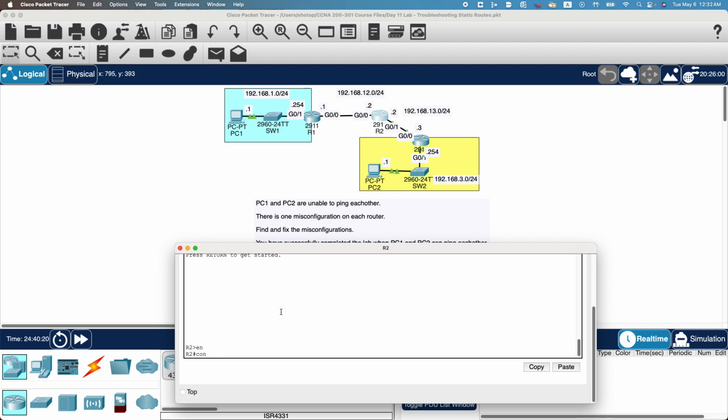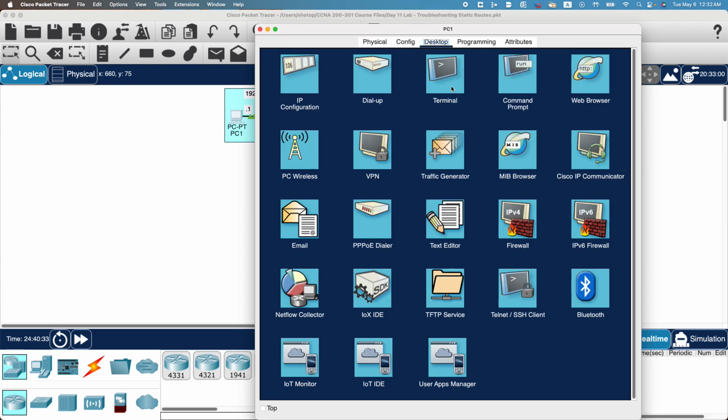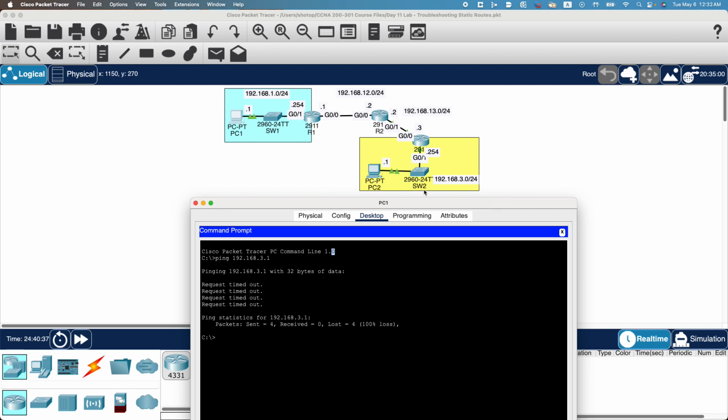And no, what am I doing? Ping 192.168.13.3. Yes. All right, moment of truth. Can PC1 now ping PC2? Is it all hooked up? Ping 192.168.3.1.